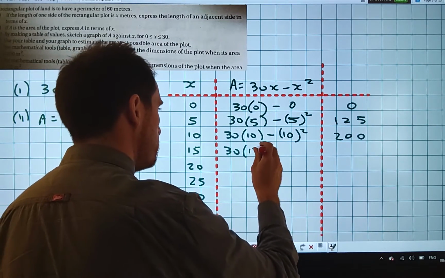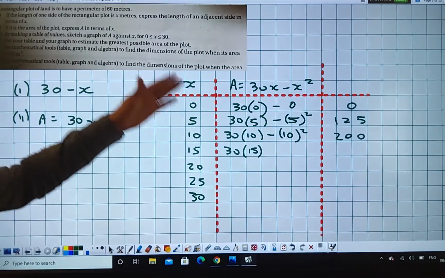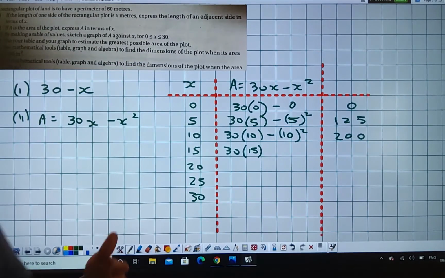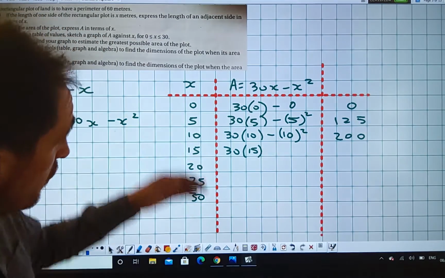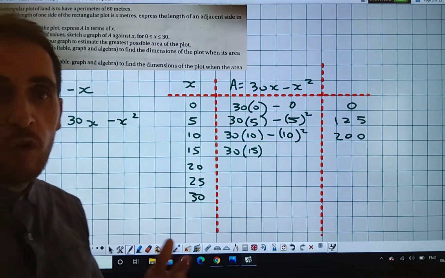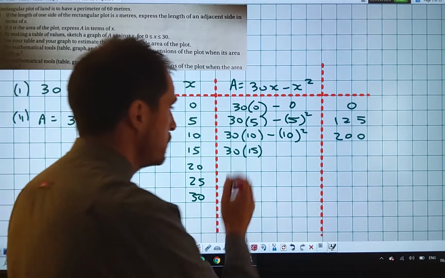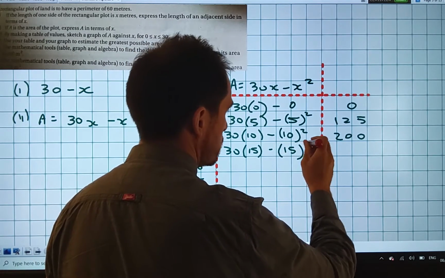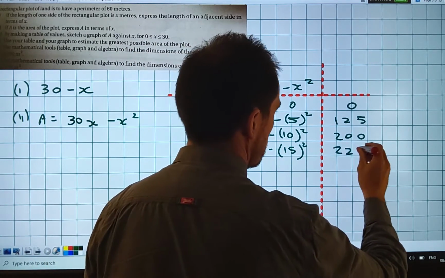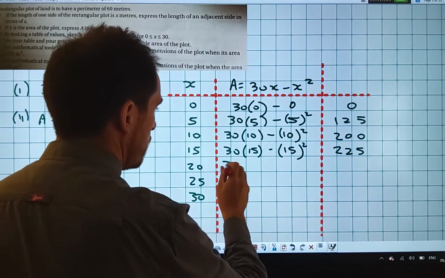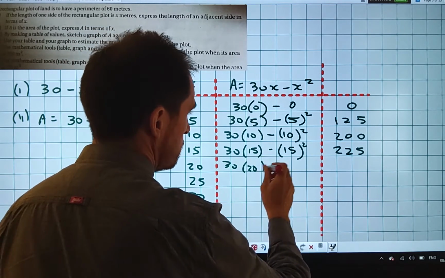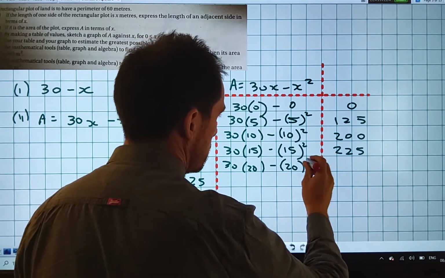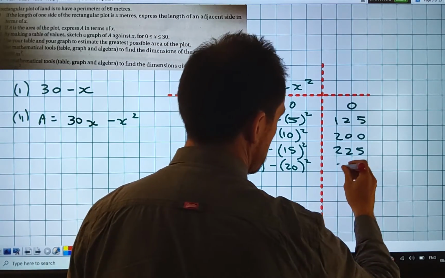30 times 15. Now again, if you wanted, you could do all the numbers up as far as 30, but there's quite a lot of work in that. So usually maybe 5 or 6 numbers gives you a good representation of the graph. So 30 times 15 is 450, minus 15 squared, which is 225. So the answer is 225. 30 times 20 is 600, minus 20 squared is 400, so that gets me 200.